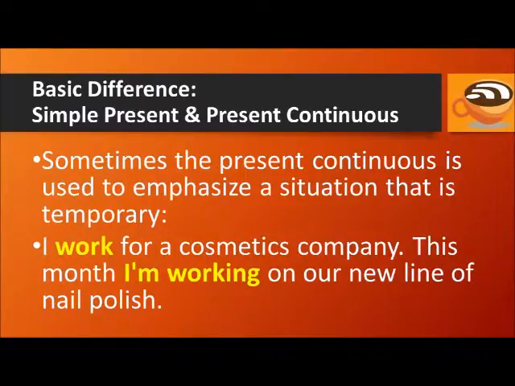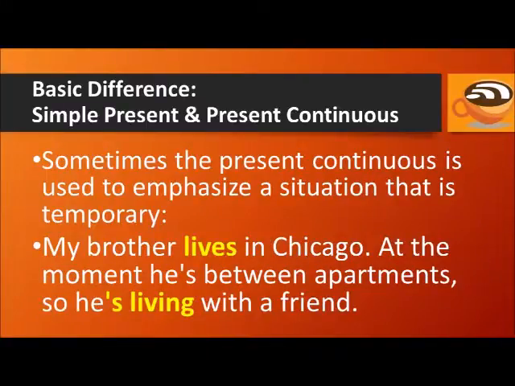Sometimes the present continuous is used to emphasize a situation that is temporary. For example, I work for a cosmetics company. This month I'm working on our new line of nail polish. The nail polish project is a temporary situation, and my working for a cosmetics company is more permanent. It's true in general. My brother lives in Chicago. At the moment, he's between apartments, so he's living with a friend. Living with a friend is a temporary situation, so we use the present continuous.